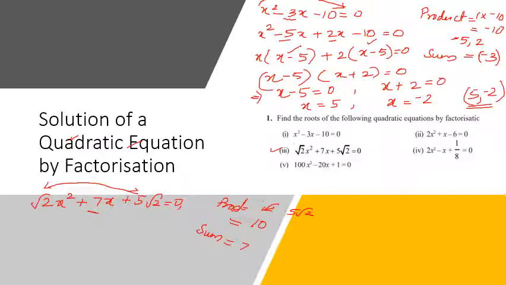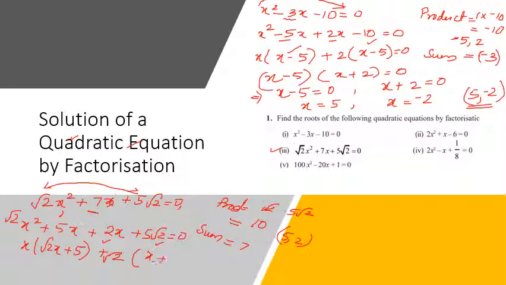So you have to tell me what are the values. Again we get 5 and 2. 5 plus 2 is 7. So we can again split it as root 2x square plus 5x plus 2x plus 5 root 2 equal to 0. Now to take out the common term, I'll rearrange and write it. I have x as common, x into root 2x plus 5 plus, here I have 2 and I have root 2. So from both I can take root 2 outside. So I am taking root 2 into, remaining is x plus root 2x plus 5 equal to 0. So I get root 2x plus 5 into x plus root 2.